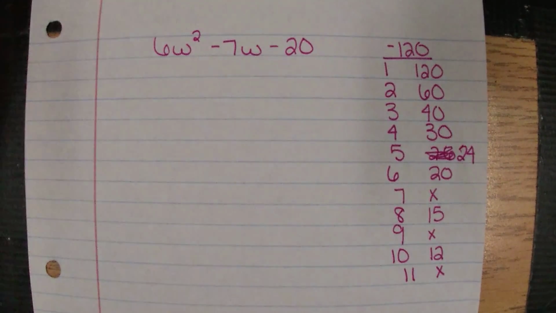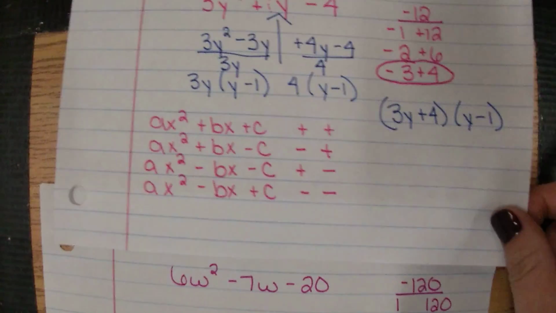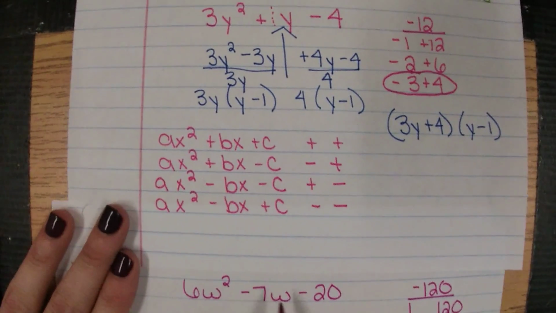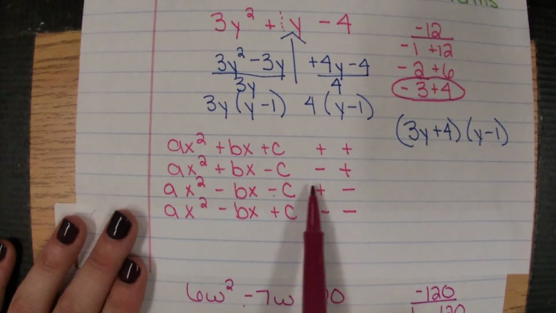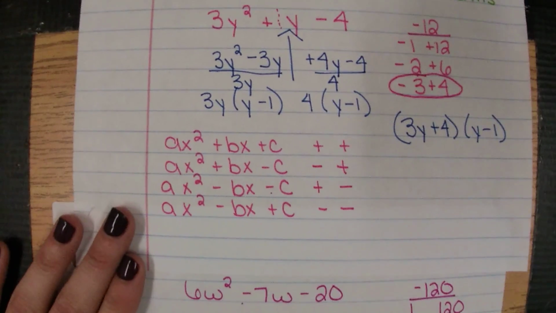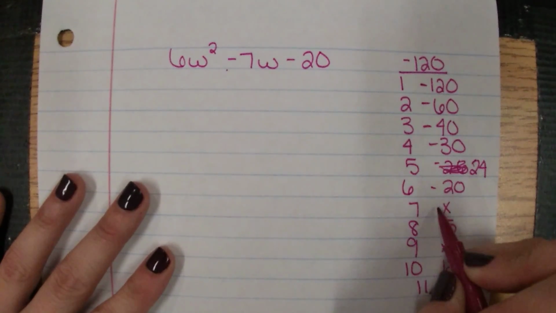Okay, but now we're going to check our signs. So we need to include that negative. If we go back over here to this little list I gave you, this is a negative followed by a negative, a subtraction and a subtraction. So we want the first column to be positive and the second column to be negative. So these are the ones I'm going to make negative.